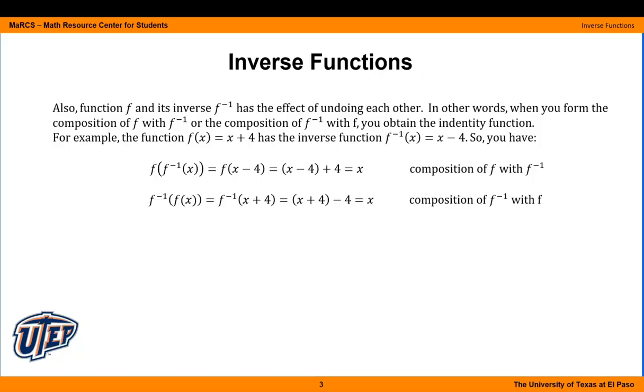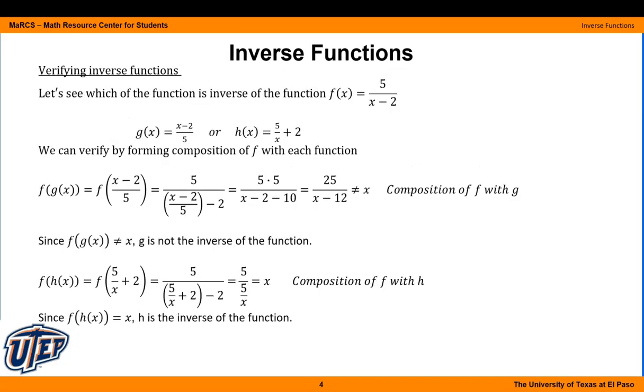When we form the composition of f with f inverse, we obtain the identity function. For example, the function f of x equals x plus 4 has the inverse function f inverse of x equals x minus 4. So we have f of f inverse of x equals f of x minus 4, which is equal to x minus 4 plus 4, which is equal to x. We also have f inverse of f of x, which is equal to f inverse of x plus 4. And this is equal to x plus 4 minus 4, which is also equal to x. Since both compositions simplify to x, the functions are inverses of each other.